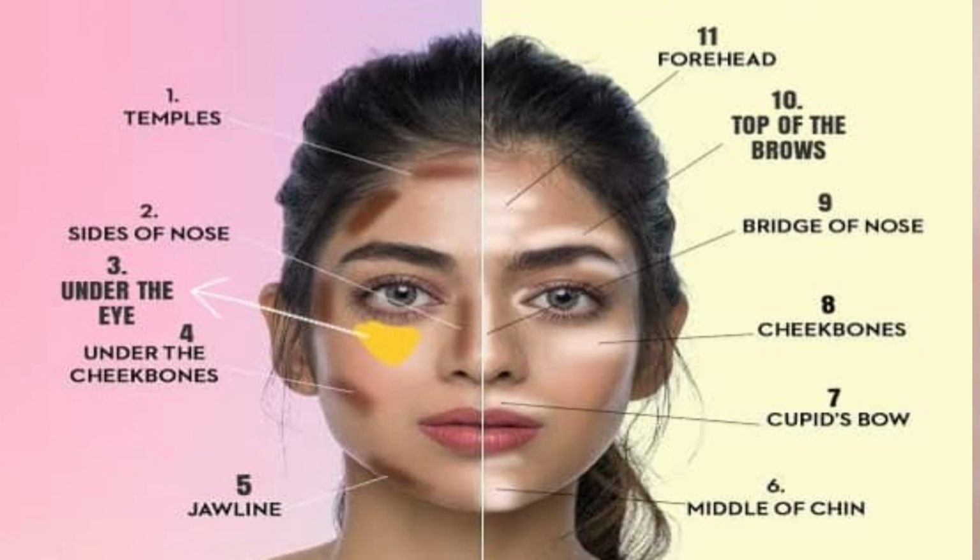Now, number 7, you are seeing Cupid's bow. That bow shape on the top lip, on your upper lip. You can see that little small curve, bow shape on your upper lip. That is what we call the Cupid's bow.